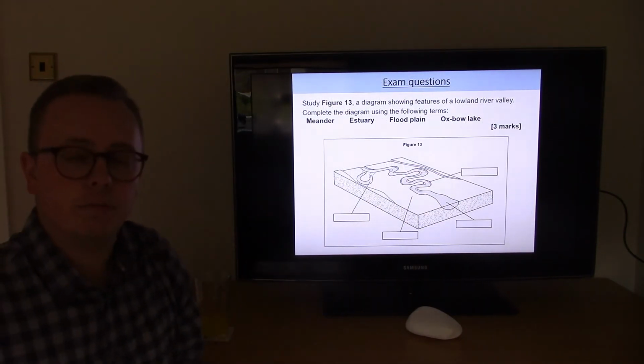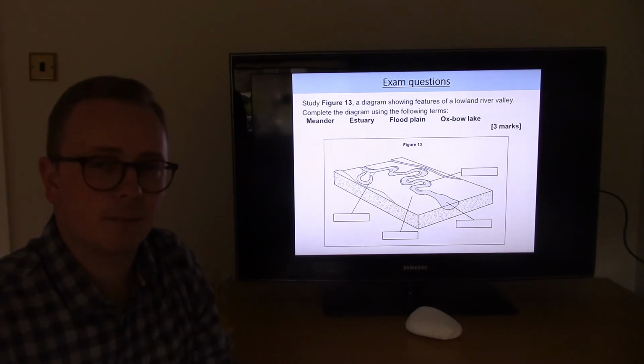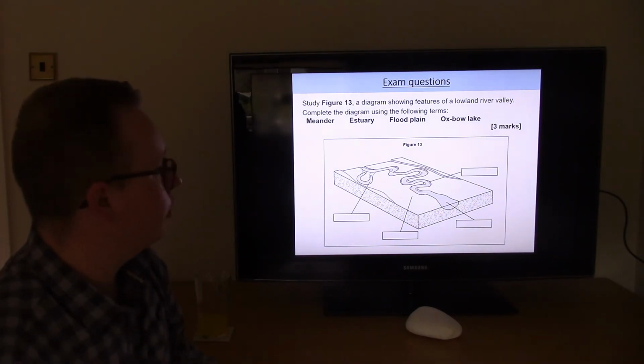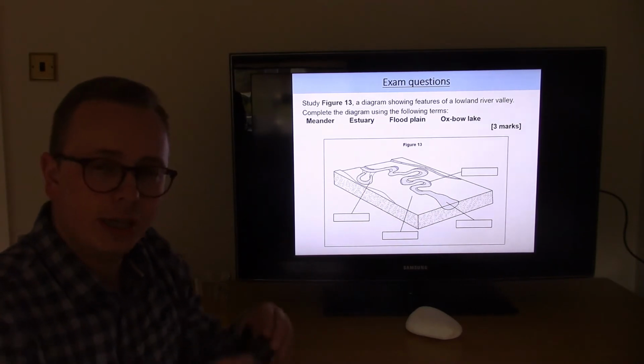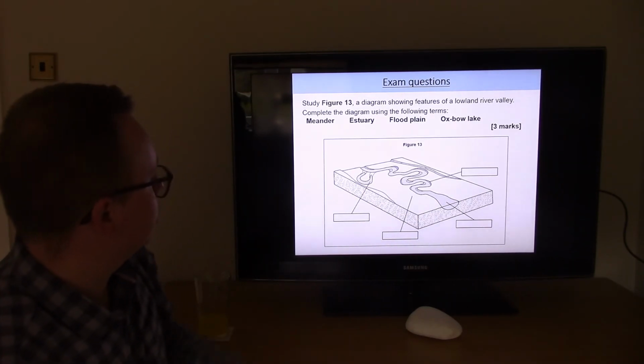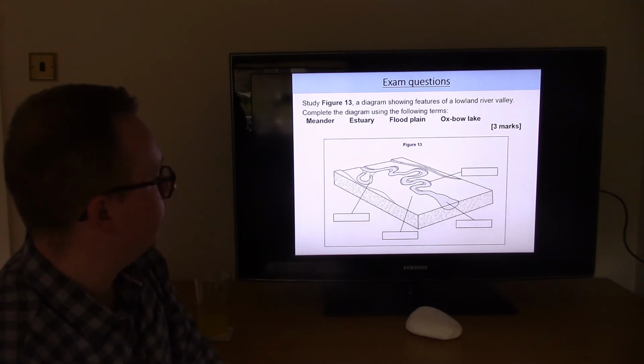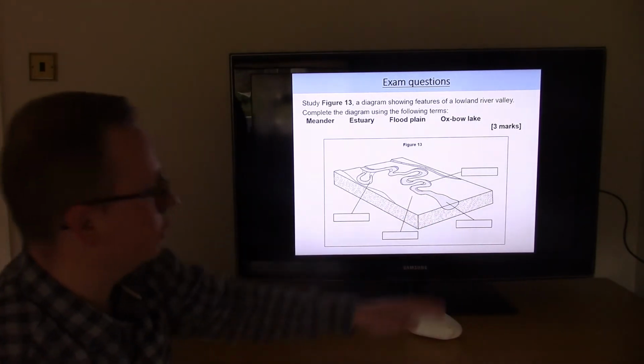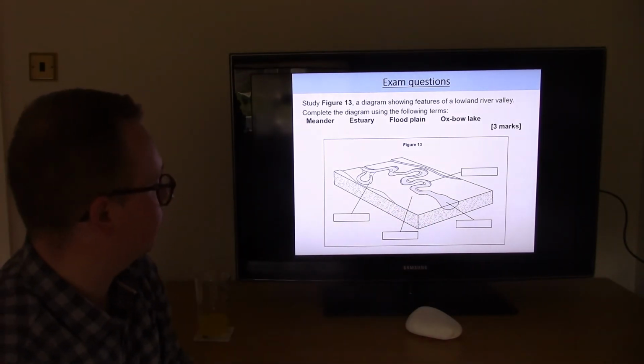So we'll now finish off by taking a look at a couple of exam questions. So here's the first one. It's a nice block diagram getting us to recognise features in diagram form. So it says study figure 13, a diagram showing features of a lowland river valley, and it says complete the diagram using the following terms. So we've got to label up these features. 3 marks available for this.